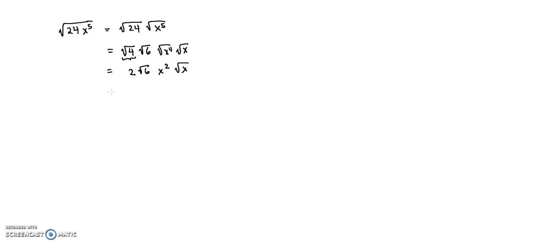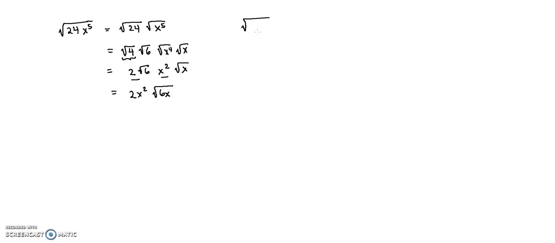Now anything that's not in a square root comes out to the front together. So our 2x squared comes out to the front. Anything that is in a square root goes back together under the square root. So square root of 6 times square root of x would give us square root of 6x. I can't reduce 6, I can't reduce x, so I am done. That's our final answer. All right, let's try another one.